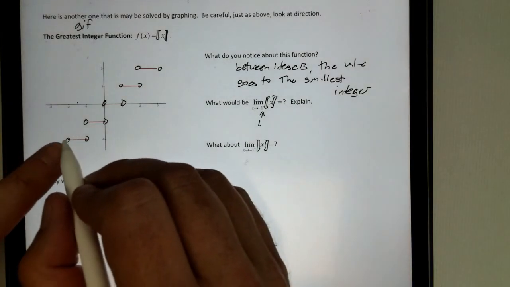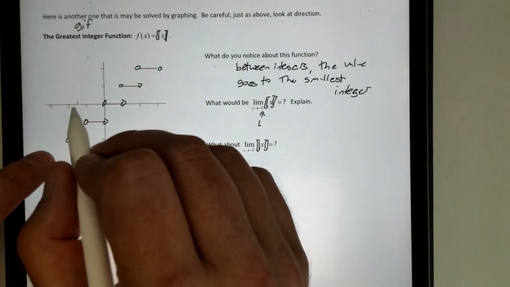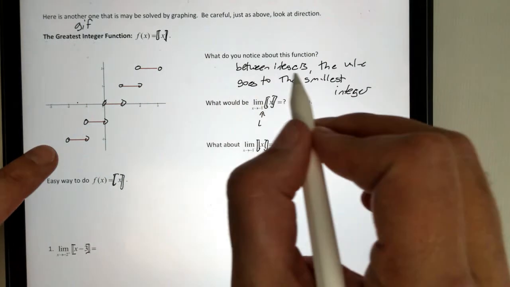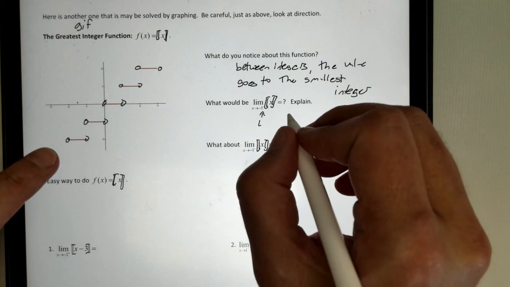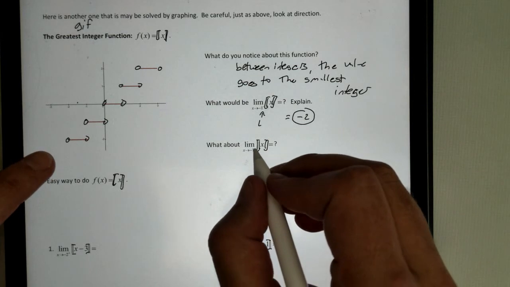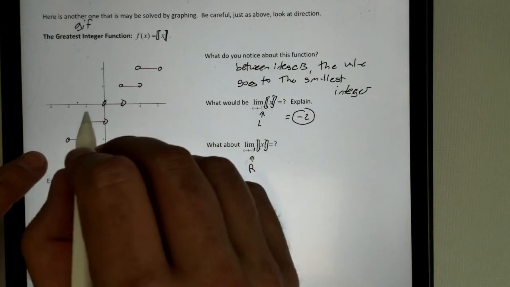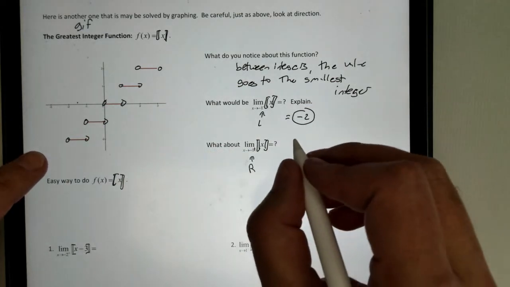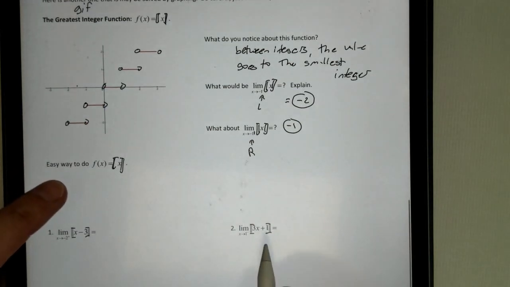Remember, -1.5 is between -2 and -1. The smallest integer there is -2. So this just becomes -2. And this should be a plus sign right there. So what if we go from the right side of -1? Anything between -1 and 0 falls to -1. And there's our answer.